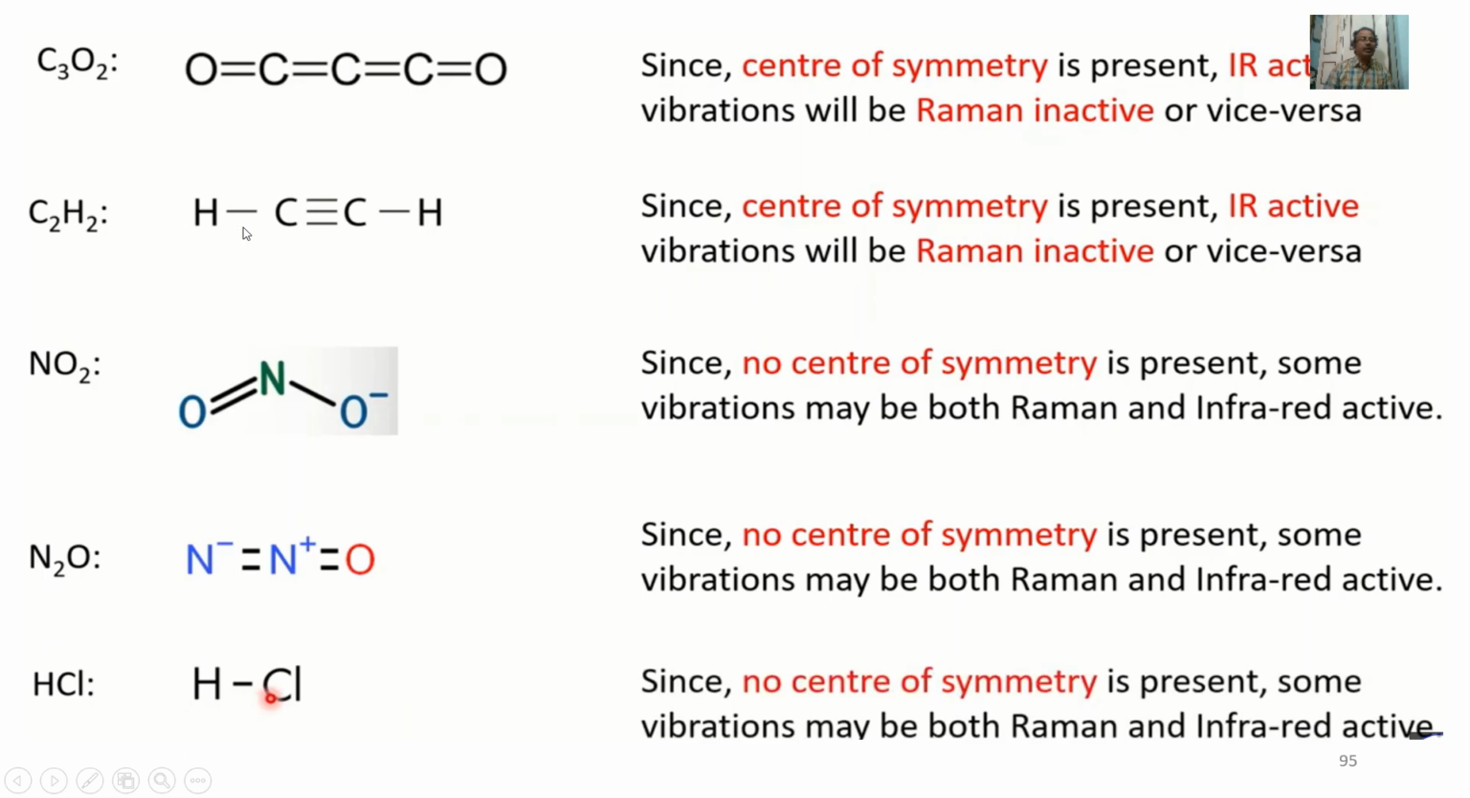And for C2H2, since a center of symmetry is present, IR active vibrations will be Raman inactive. And for NO2, there is no center of symmetry, and so vibrations may be both Raman and infrared active. And for N2O, since there is no center of symmetry, some vibrations may be both Raman active as well as infrared active. And for HCl, there is no center of symmetry, so some vibrations may be both Raman and infrared active.